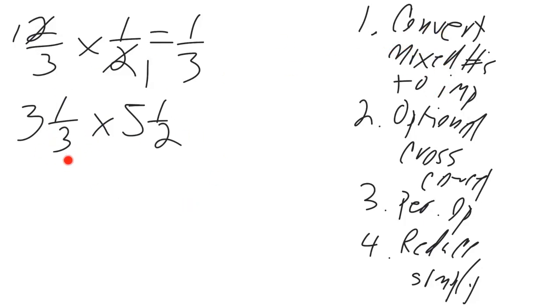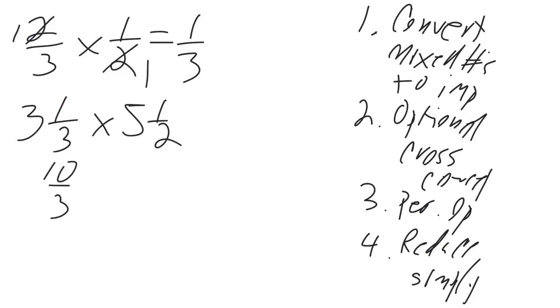So the way you do that is you take the denominator 3 and you multiply it by the whole number 3 and you add that to the numerator 1. So 3 times 3 is 9. Plus 1 is 10, and then you set that all over 3.